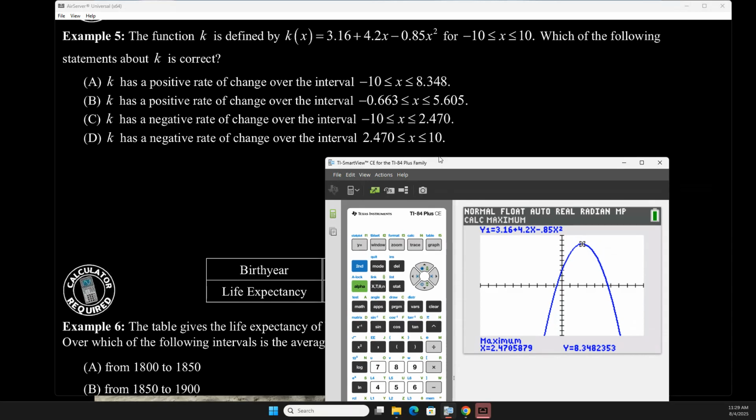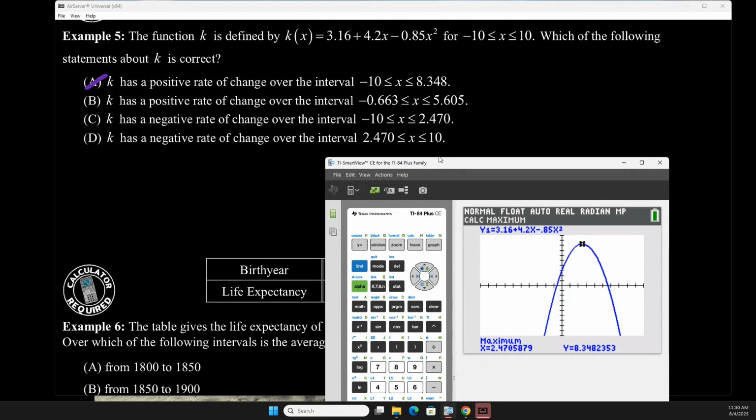This question is written in a way to kind of trick you if you're not paying attention. We know we're changing over from a positive rate of change to a negative at the maximum. That 8.348 on part A is part of your maximum, but is it the right part? No, we want the x. It even says x right there. So this one doesn't make any sense.